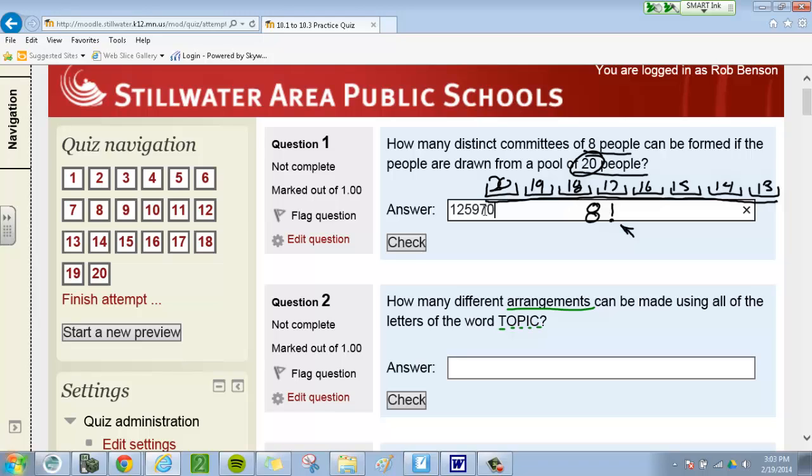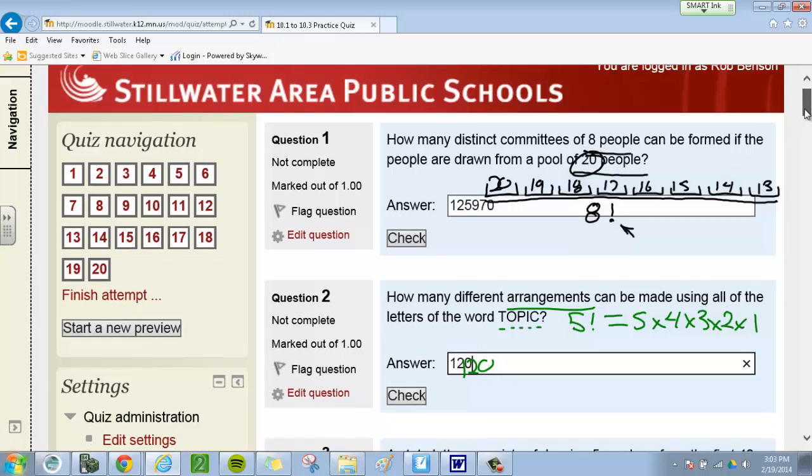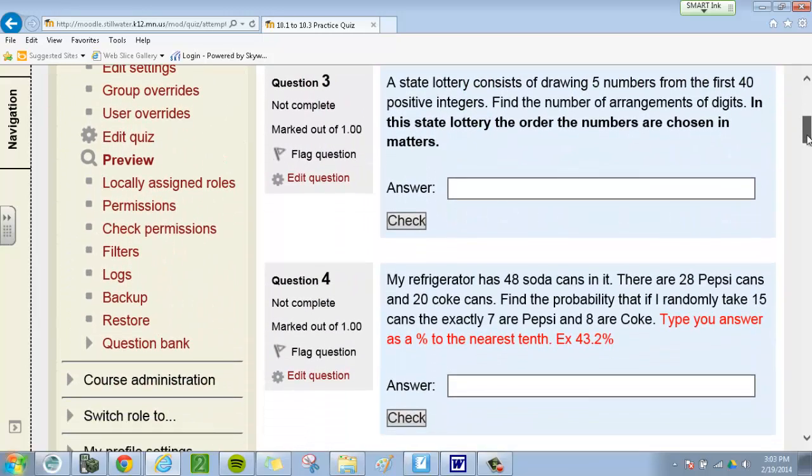There are 5 letters. So there are 5 factorial ways to arrange this, and if we remember, 5 factorial is equal to 5 times 4 times 3 times 2 times 1, and this, if I remember correctly, is 120 ways. So we'll put that in there. 120 different ways to arrange the letters in the word topic. Let's move on down to the next problem.